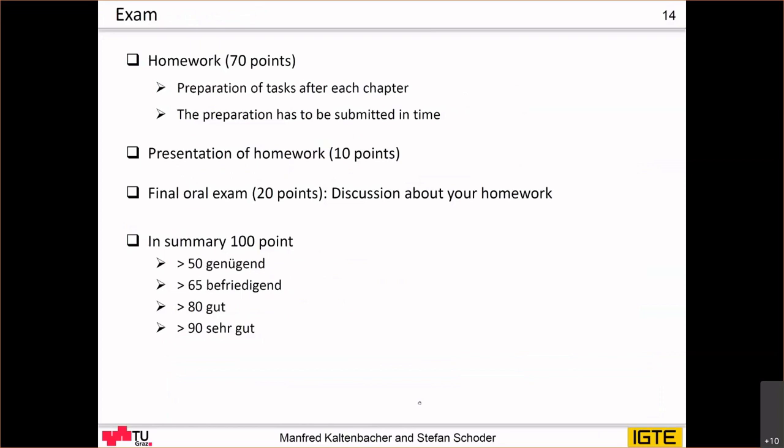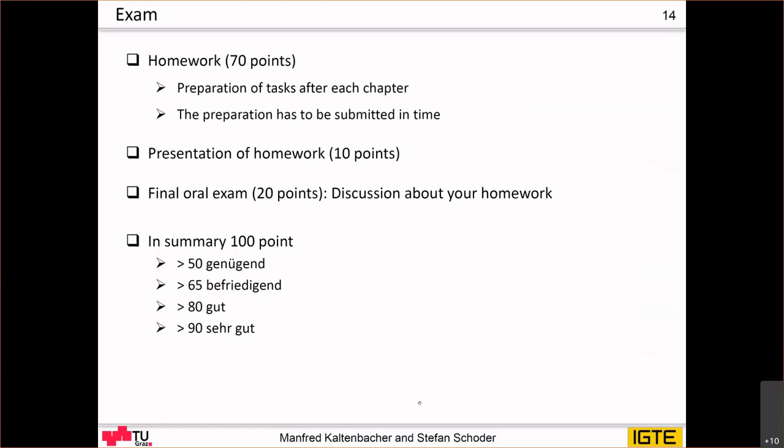Concerning the exam, we have the following system. We will put questions for each chapter into the Teach Center, and you should prepare them and then submit them on time. We will also put there a timetable of when you should have prepared the tasks and uploaded them. Actually, it is always at the end of our 4 chapters. We will also have some interaction, where you give some presentations of your homework.